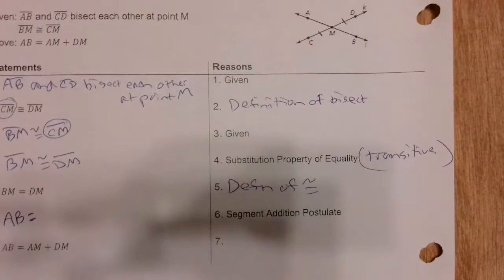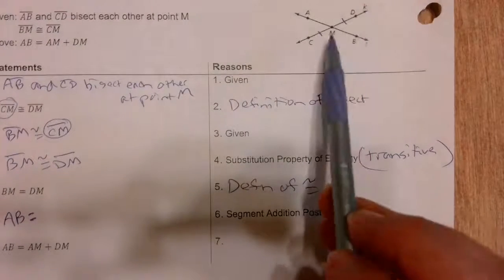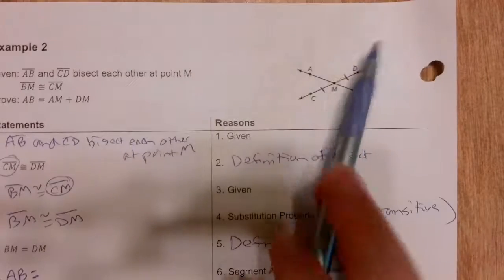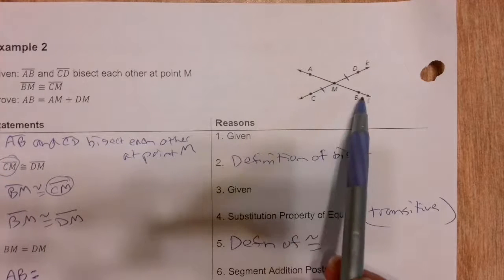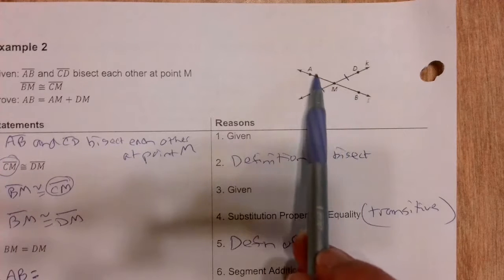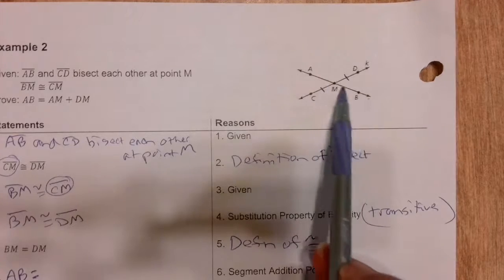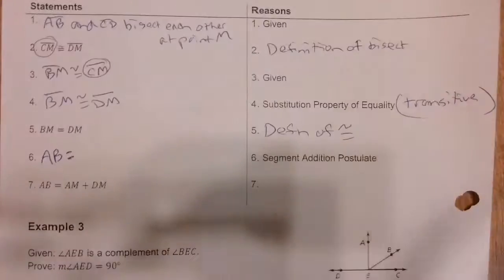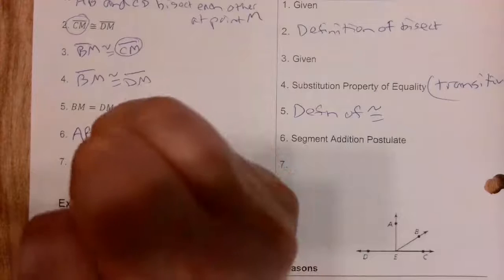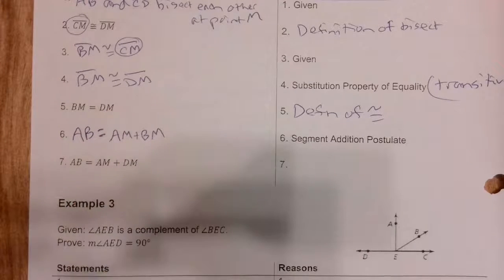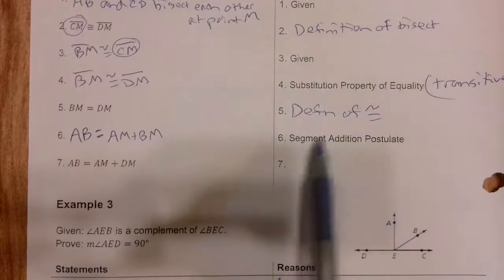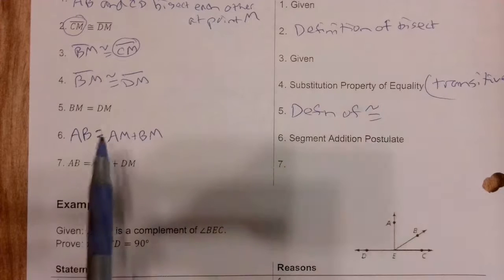And what does AB equal? AB equals AM plus BM. This piece plus this piece. So AB equals AM plus BM using the segment addition postulate.